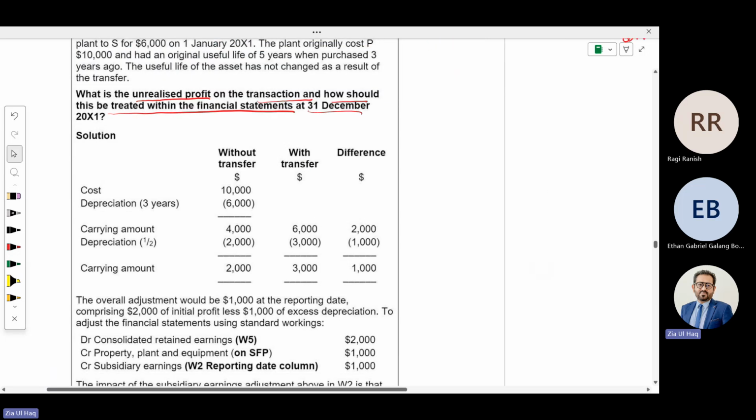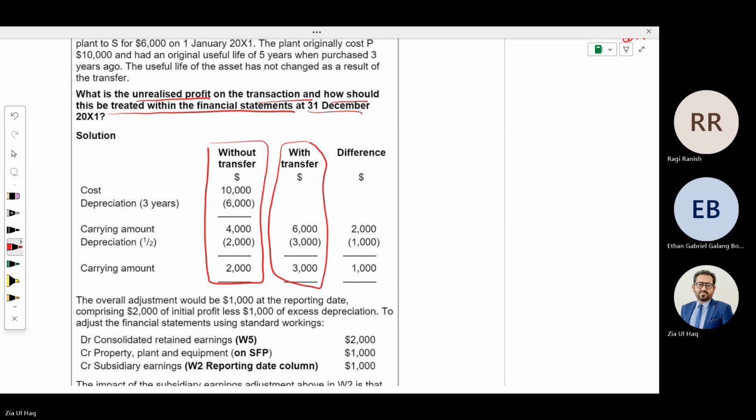So we need to perform calculation with the transfer and without transfer. Mean with the sale, without sale, what could be the amounts? So if we see without sale, cost 10,000, 3 year depreciation charge 6,000, carrying value is about 4,000, and for the current year depreciation will be 2,000, mean at the year end carrying value will be 2,000.